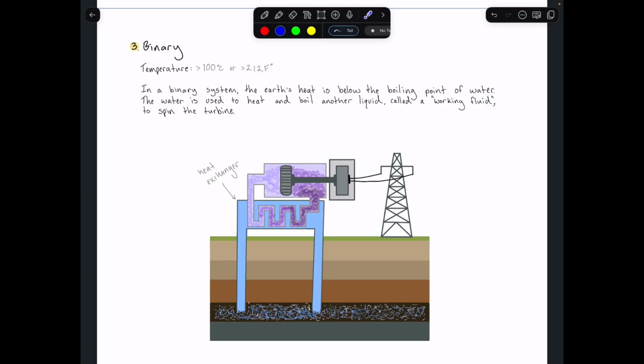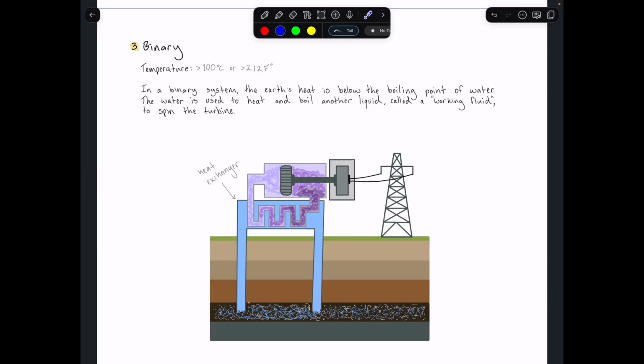And so what happens here, instead of water turning to steam to spin a turbine, the geothermal water transfers its heat to a secondary fluid that has a much lower boiling point than water. So in this heat exchanger, some of this geothermal water gives its heat to this secondary fluid. This secondary fluid then vaporizes into a high pressure gas, and then it flows through the turbine, causing it to spin. Then on the other side, it is cooled and condensed back into a liquid where it's passed back through that heat exchanger. So it goes through that loop.